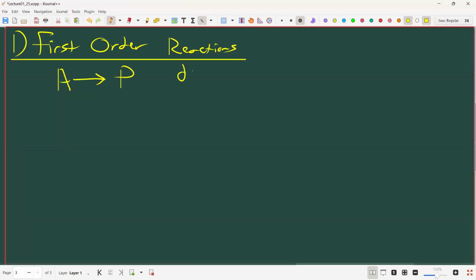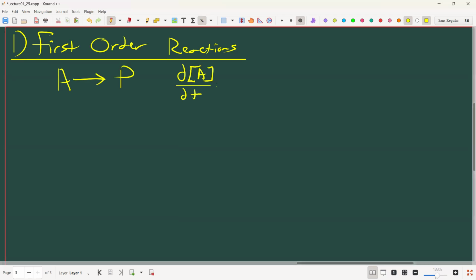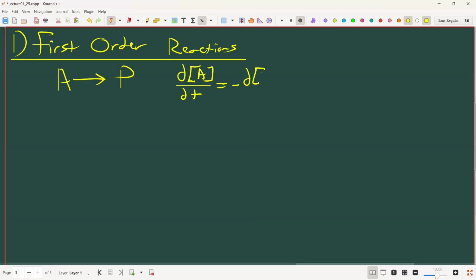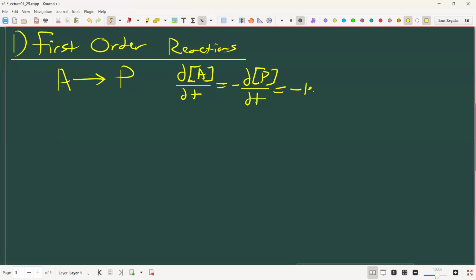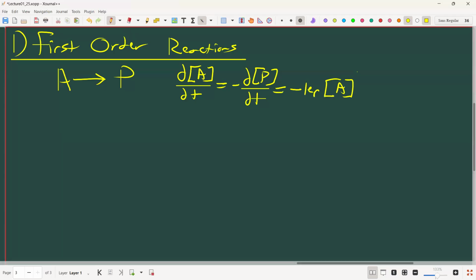Okay. And we showed that the rate of depletion of A, which is equal to the rate of formation of P, is equal to minus Kr times the concentration of A to the first half.